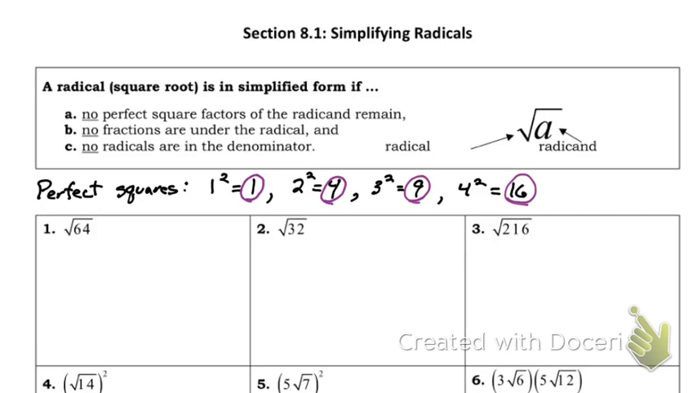So the first one is, what's the square root of 64? What's the square root of 64, David? 8. That just equals 8. So a simplified form would just be 8. And the reason it's 8 is because 8 squared equals 64.